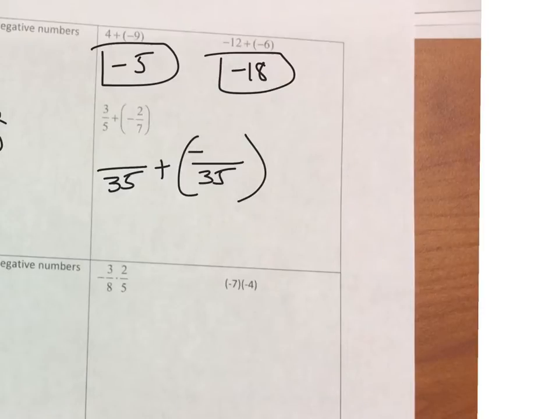Okay, Kristen and Tristan, what do you think this first numerator should have? 9? No, 21, I think. 21, okay. 5 into 35 goes 7 times, and 7 times 3 is 21. What about the second numerator? Negative 10. 7 into 35 goes 5 times, and 5 times 2 is 10.